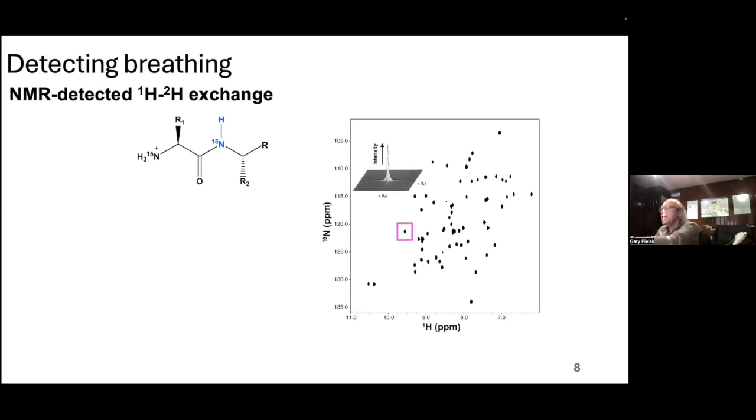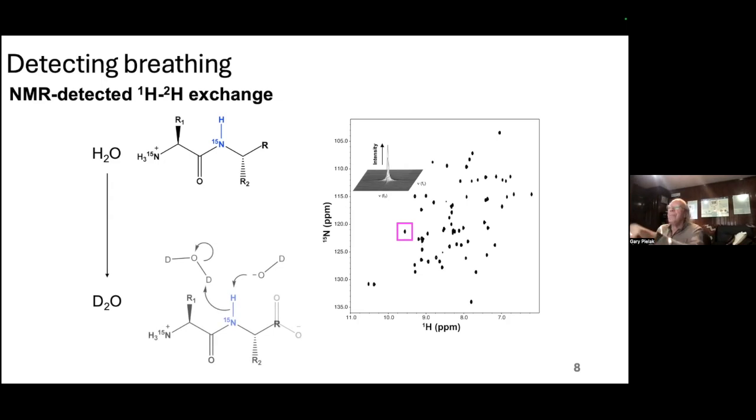Now, this is actually a contour map, so these cross peaks also have intensity, as I show in that inset. If we take our favorite protein and put it from H2O into D2O, then the protons of the really electronegative elements, like nitrogen, will exchange in a base catalyzed reaction. So in other words, that proton will be ripped off by the OD minus, and it'll accept a deuterium from the D2O.